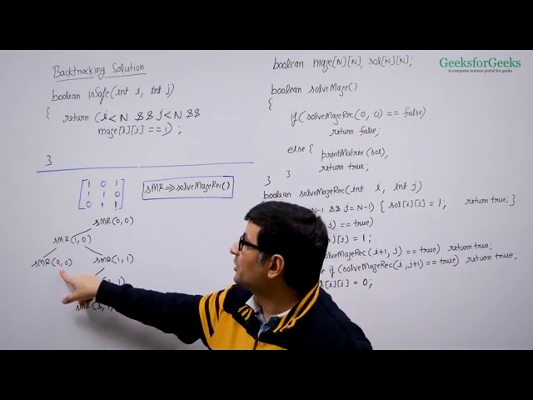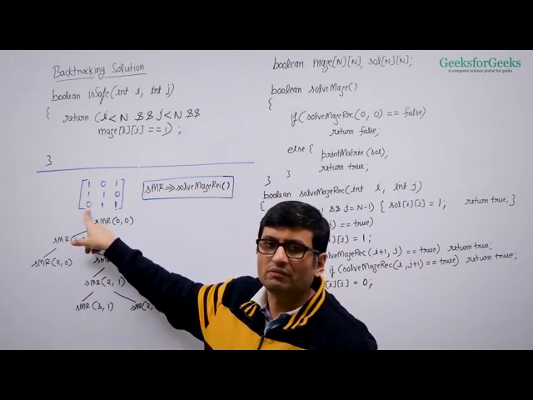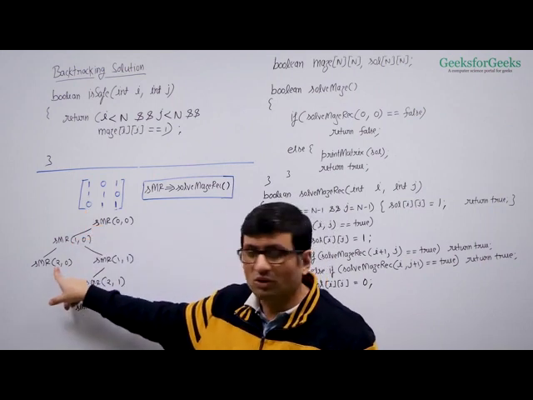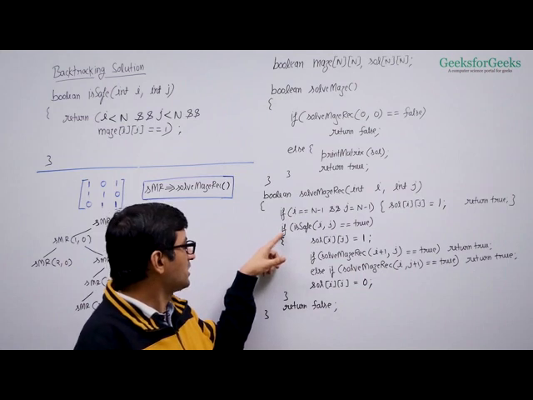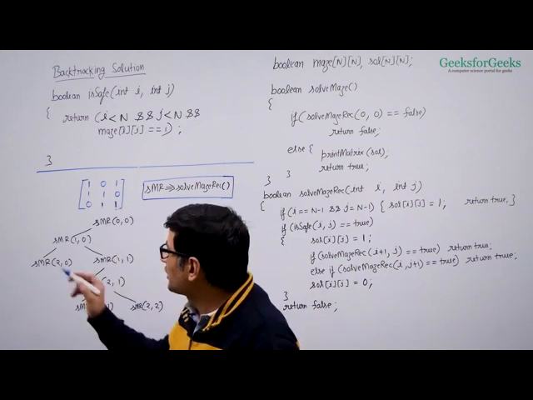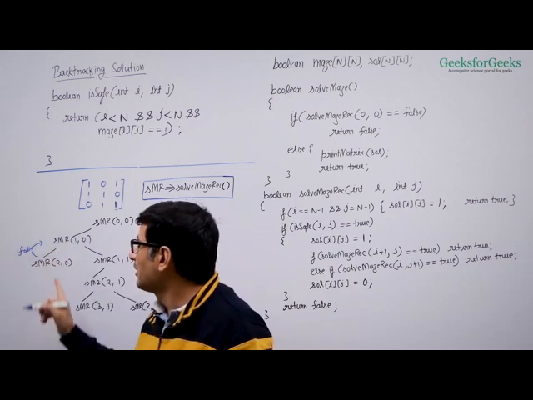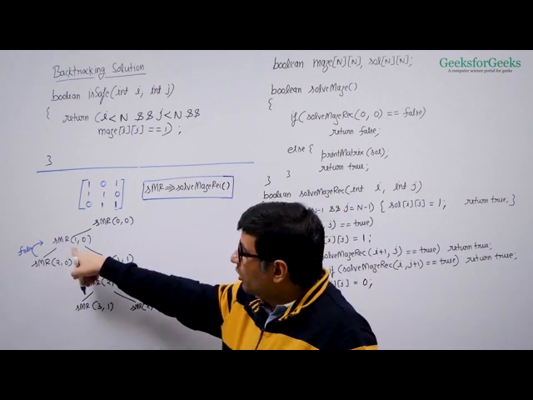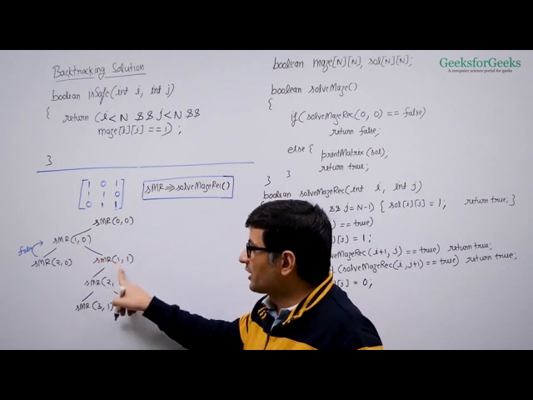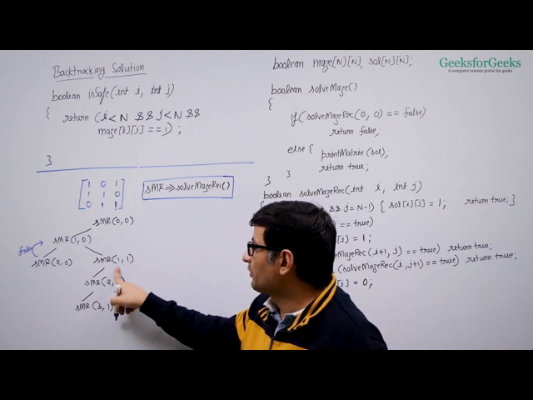What happens for 2, 0? 2, 0 is not a safe cell because its value is 0. So the isSafe function returns false here. And since isSafe returned false, you come here and you return false. So this recursive call returns false to its parent call. Now the control comes back to the parent call and it makes the recursive call for the right side. It has already made the recursive call for the below side. Now it makes a recursive call for the right side.